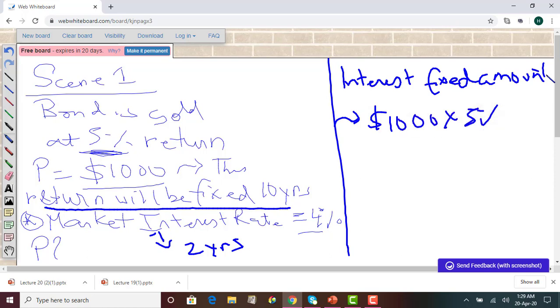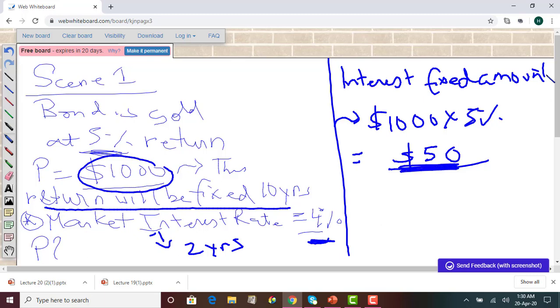At the end of every year you have $1,000 as the price, and you get 5% of that, which equals $50. Okay, and every year you will get $50 for 10 years. It is fixed because that's what I said, it will be fixed for 10 years. But now the market interest rate has changed, and this payment will not change. So what will happen to the price of the bond?